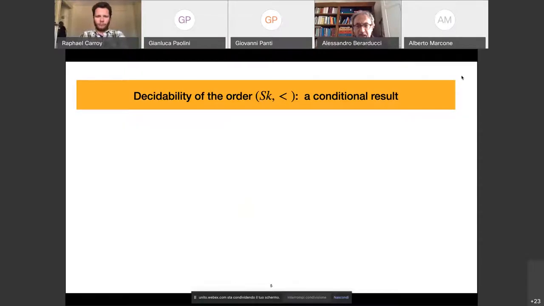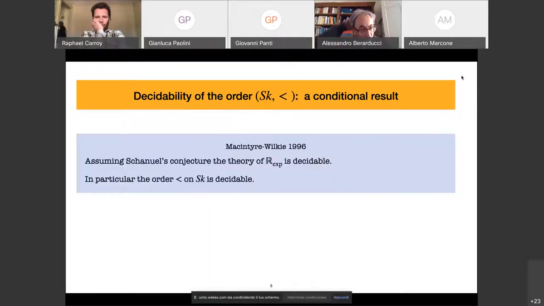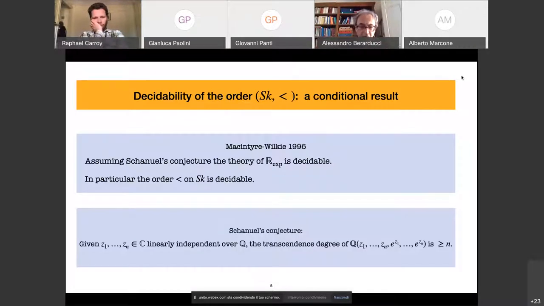Well, the order is actually decidable under a conditional hypothesis, which is Schanuel's conjecture. Because under Schanuel's conjecture, the whole theory of Rexp is decidable. So in particular, the order, because it's one of the questions you can ask inside the theory. And Schanuel's conjecture is a famous conjecture in transcendental number theory, which says that if you have n complex numbers z1, ..., zn linearly independent over Q, the transcendence degree of the extension by these numbers and their exponentials is at least n. So if you assume Schanuel's conjecture, everything is decidable. And you cannot really do better than this. Schanuel's conjecture is considered out of reach.